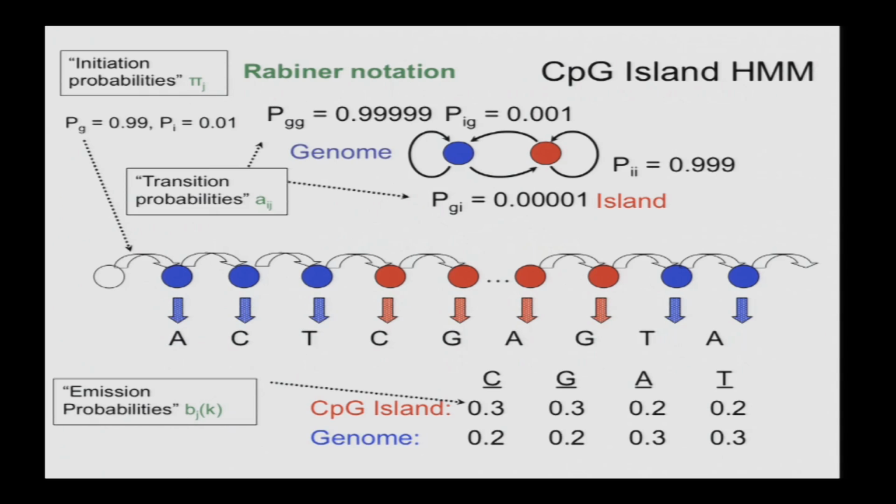Good. Now, in order to fully specify the model, you need to say what all the parameters are. And there are really 3 classes of parameters. There are initiation probabilities, which in the Rabiner tutorial are called pi j's. So here I'm going to say there is a 99% chance you start in the generic genome state and a 1% chance you start in an island state, because islands are not that common. And then you need to specify transition probabilities.